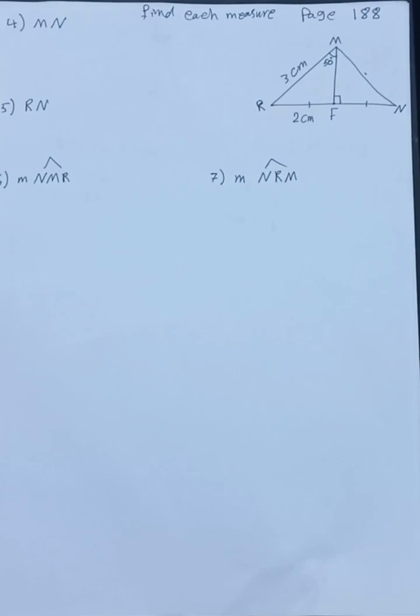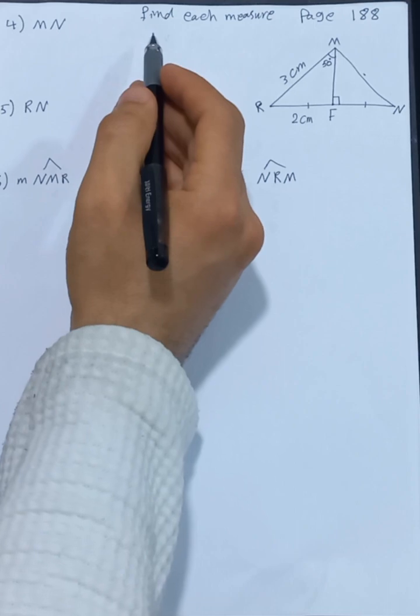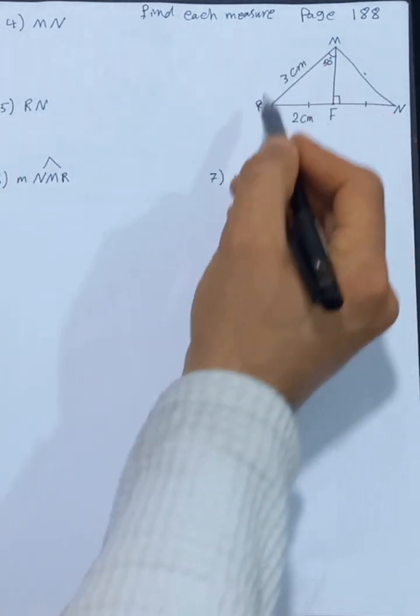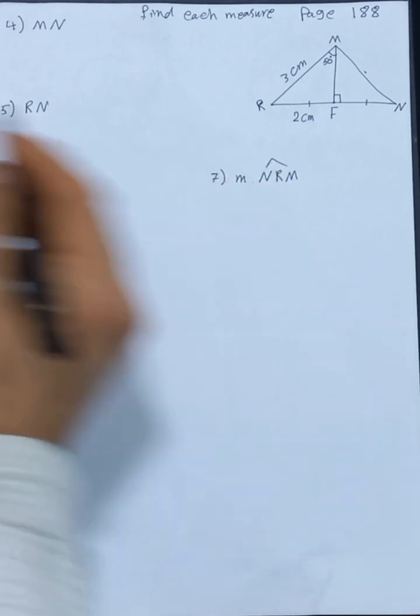Hello, my dear students. This is the examples about isosceles triangle in page 188. So we are going to solve it. The question said, find each measure. So we have this triangle. We can clearly see that this triangle is isosceles.